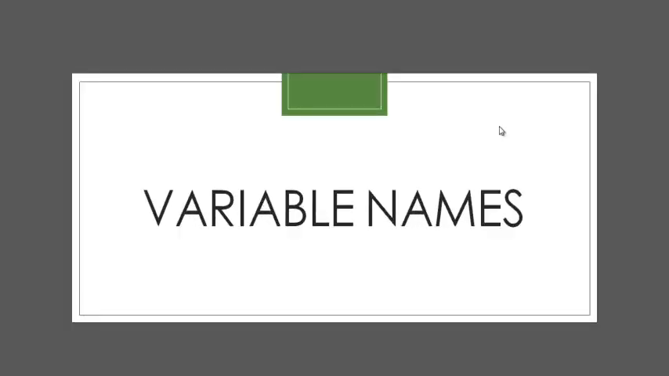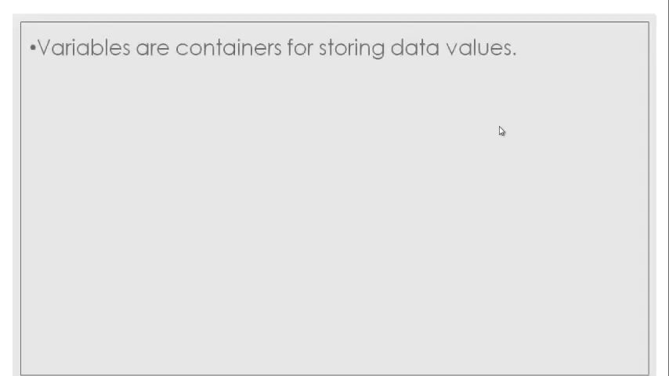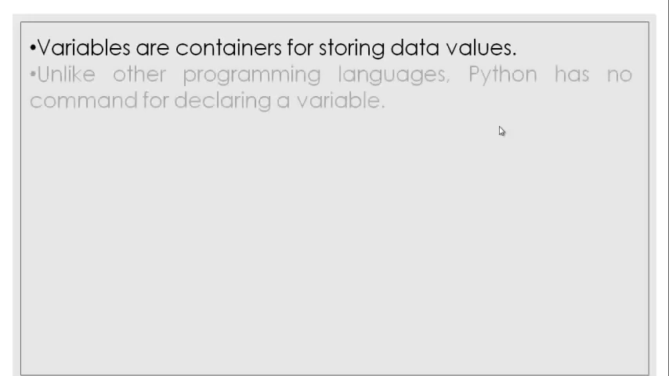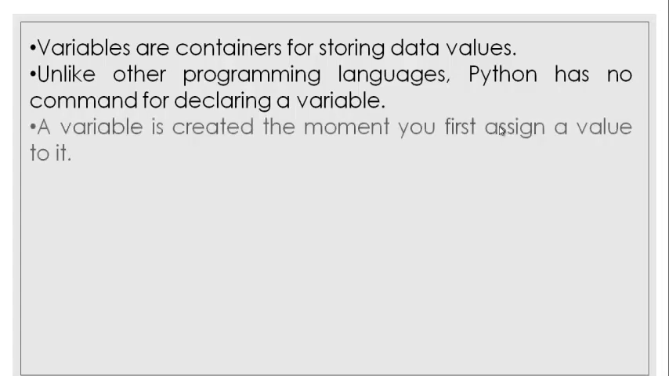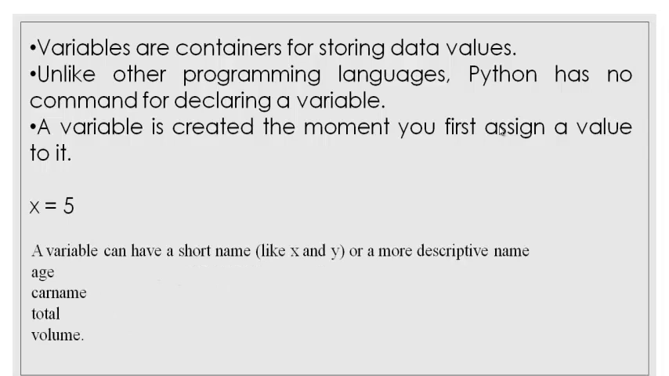Now, let's start with variable names and naming rules inside Python. Variables are containers for storing data values. Unlike other programming languages, Python has no command for declaring a variable. A variable is declared the moment you first assign a value to it. For example, x = 5.